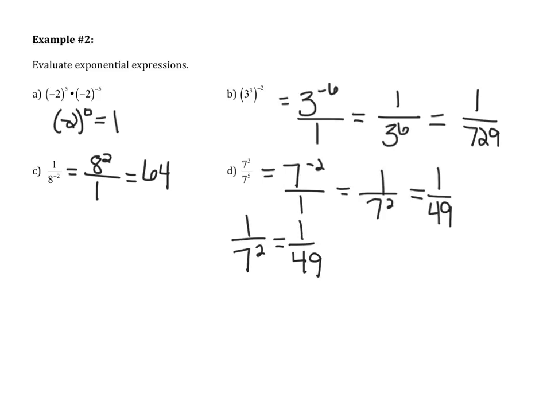So either you can think about it like this, where you actually subtract the exponents, or you think about it like canceling. 3 of the 7s up here cancel with 3 of the 7s down here, so that I'm left with 7 to the second in the denominator. Either way will work, and either way is correct.